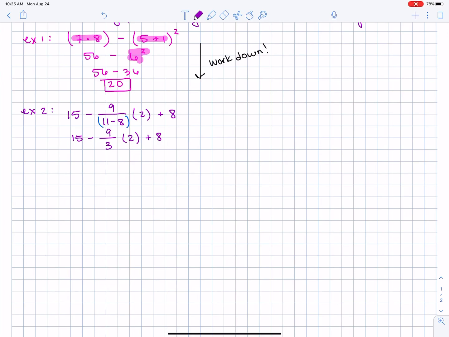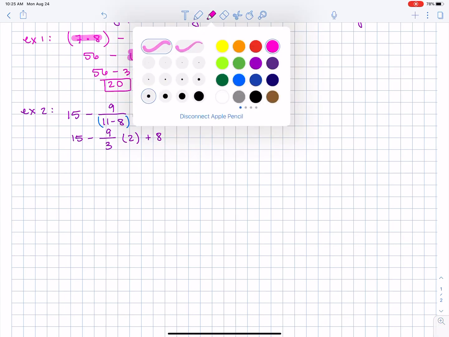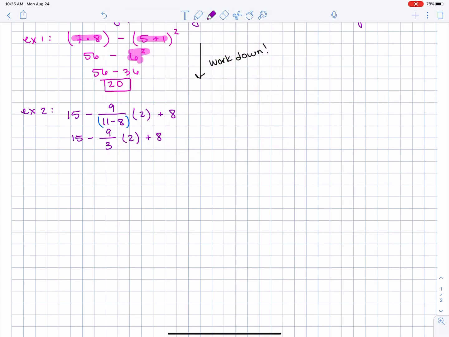Okay, so now we have to do multiplication and division. We are going to do all of this in one step. So I'm going to do 9 divided by 3 because a fraction bar means divide. So that's 3 times 2 is 6. So I'm going to have 15 minus 6 plus 8. That was all of my multiplication and division right there. I did a whole bunch in one step. Of course, if you wanted to, you could separate it out.